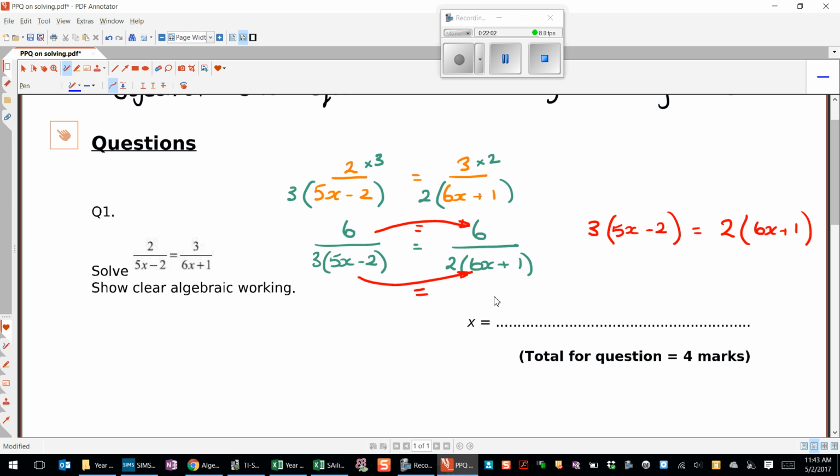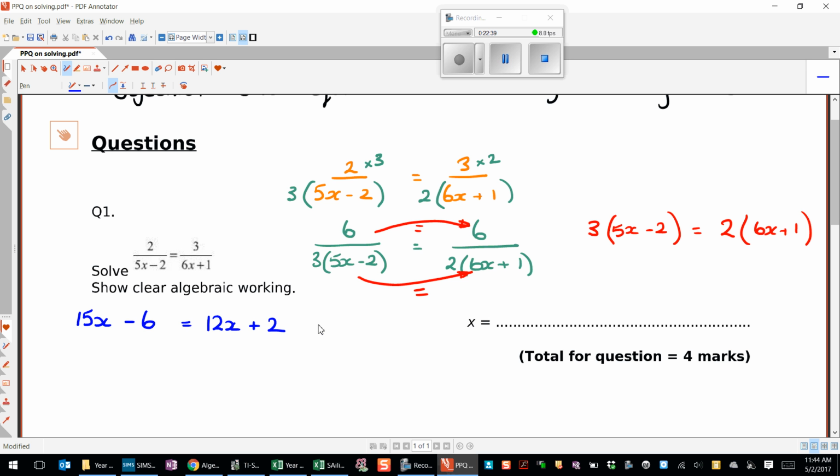So how do we go about solving this? What would be your next step here? Expand the brackets. So what would that be? Alex, would you like to talk me through expanding the brackets? So 15x minus 6 plus 2. Good. Alright?